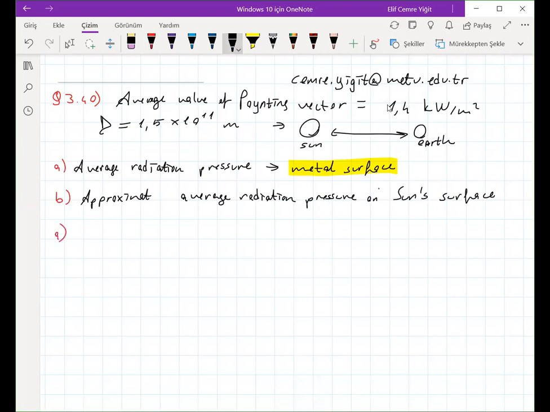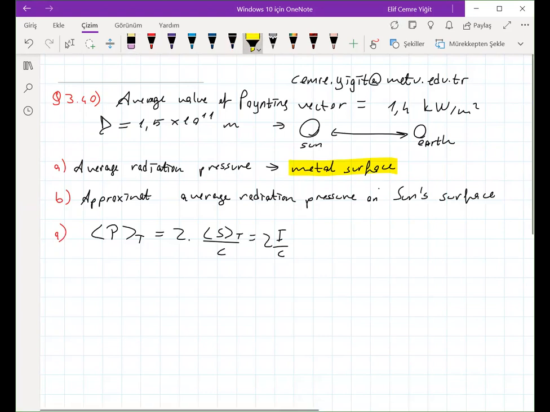Okay, so let's start with A. We know that the average radiation pressure, this is time average, you know already. I will try to denote radiation pressure with this P, so please don't get confused, and you can also warn me. It will be 2 times average pointing vector, which is also intensity over C. So let's write it this way. Also there's 2 in here. Okay, so this 2 is what I mentioned a minute ago.